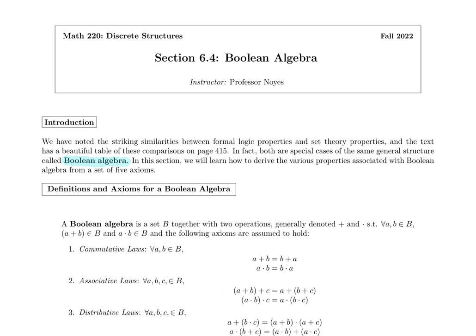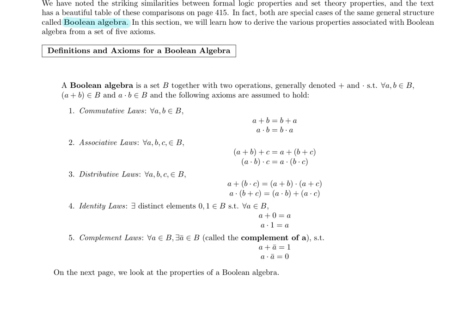So in this section, we're going to learn how to derive the various properties associated with Boolean algebra from a set of 5 axioms. So let's see what our axioms say. A Boolean algebra is a set B together with two operations generally denoted with a plus and a multiplication, such that for all A and B that are elements in the set B, which is our Boolean algebra, A plus B is also in the set, and A times B is also in the set.